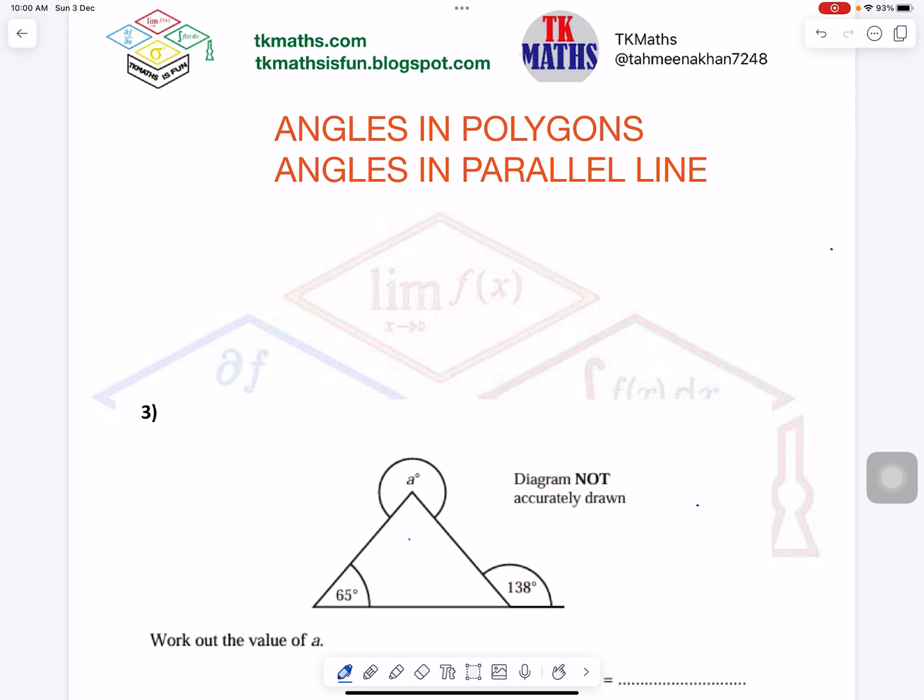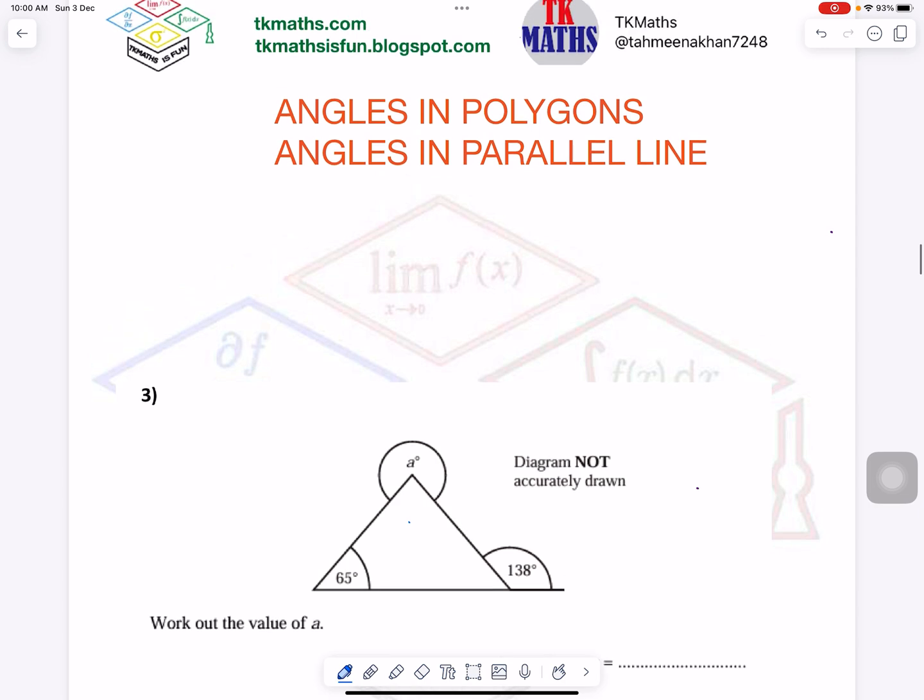In today's video, we will continue seeing the examples of angles in polygons. In the previous video, we saw 2 examples and learned the concept. So in this video, there are examples of angles in polygons and angles in parallel lines. Right, so let's see a few concepts and then we will come to the questions.